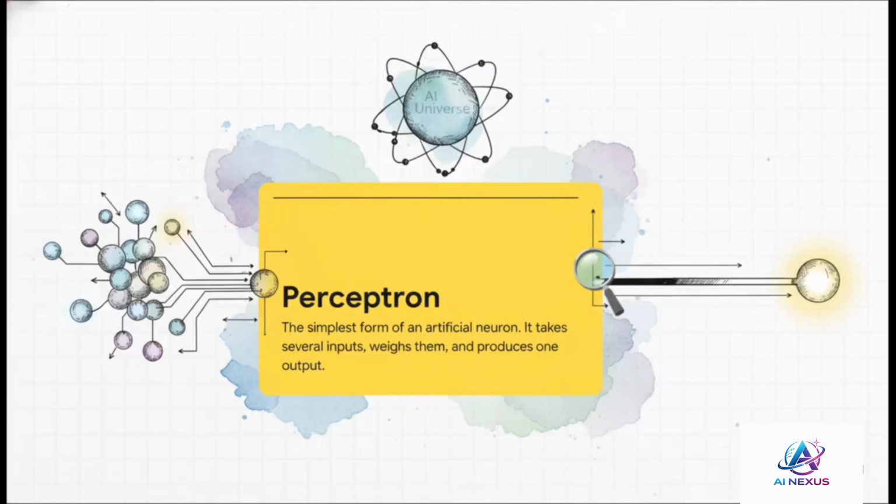This right here is the atom of the AI universe. It's the fundamental building block. The technical name is a perceptron, but that's just a fancy word for the simplest possible kind of artificial neuron. Its job is surprisingly straightforward. It just takes in a few pieces of information, weighs them, and spits out a single answer.